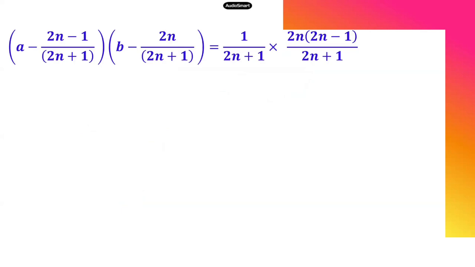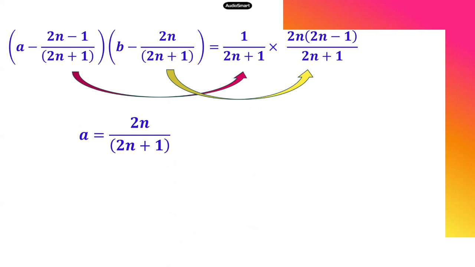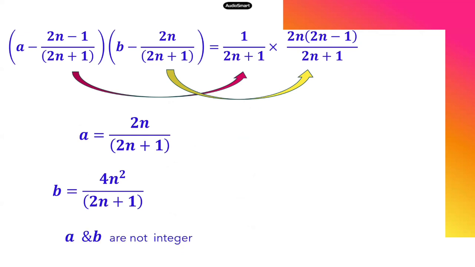Now come to the third set. The third set can be written like this. And then again, in the similar process, take the first factor with first, second factor with second, and then you will get a equal to n over (2n plus 1), which is always a non-integer, and 4n square over (2n plus 1), it is also a non-integer. So therefore, we don't get the integer. So we don't have the solution here.